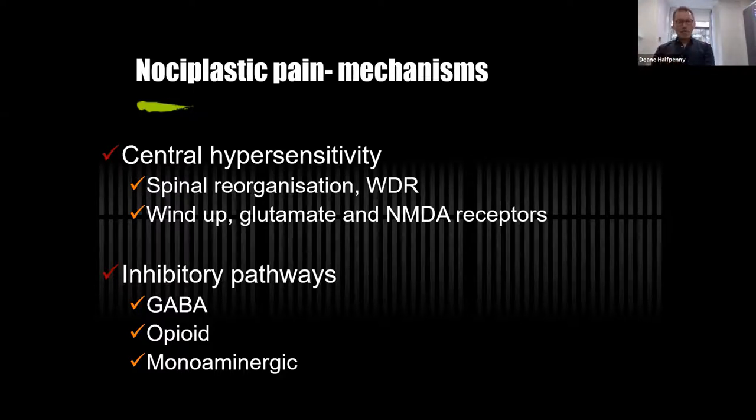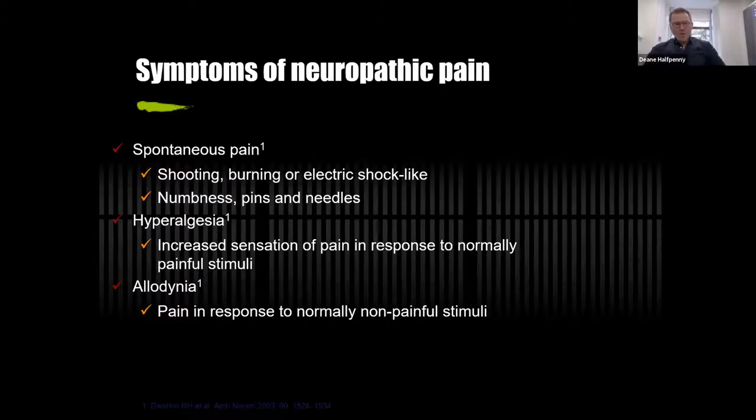And unfortunately, when we have a chronic pain state or a neuropathic pain state, these inhibitory pathways tend to be less effective. In fact, that's why we look at ways of treating these by using various medications. And again, I will come on to that in a moment. But what does it feel like to have neuropathic pain?